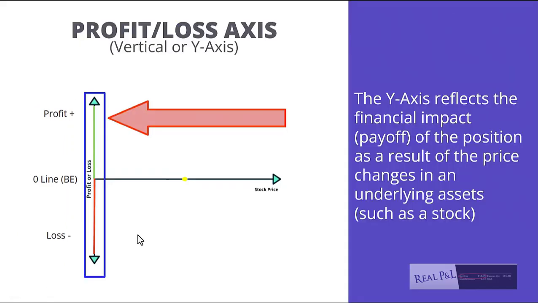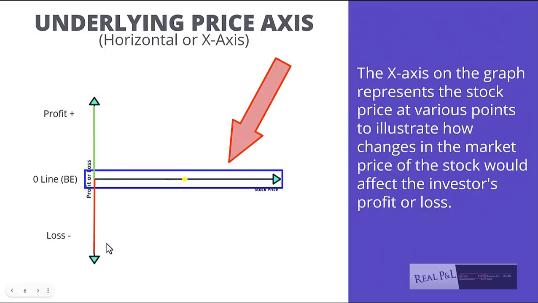So the y-axis reflects the financial impact of the position as a result of the price change in the underlying assets. The x-axis on the graph represents the stock price at various points to illustrate how changes in the market price of the stock or the underlying would affect the investor's profit and loss. So when the price moves up or down, the price is moving up this way, the price is moving down this way. That will also affect the overall position.